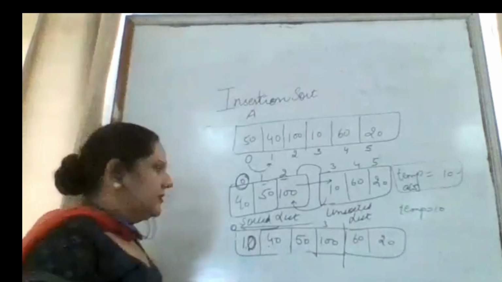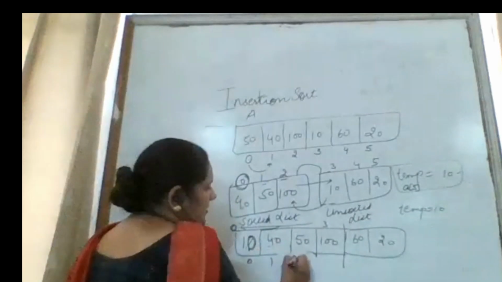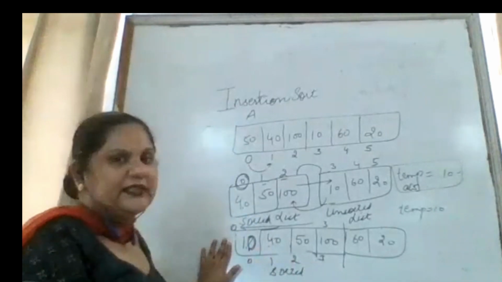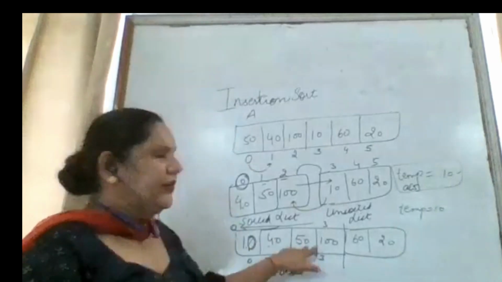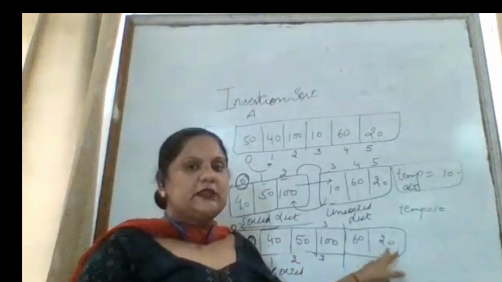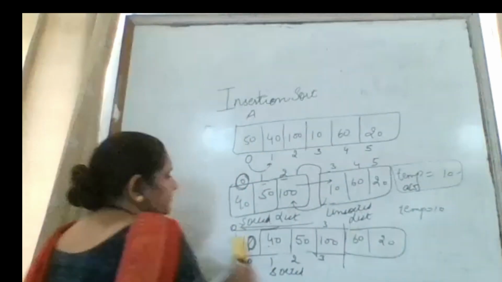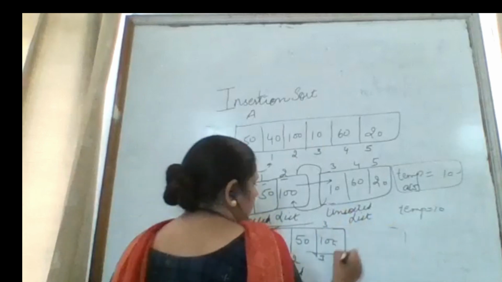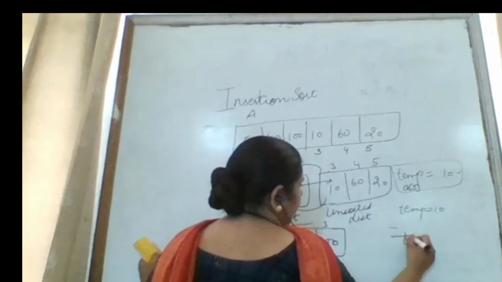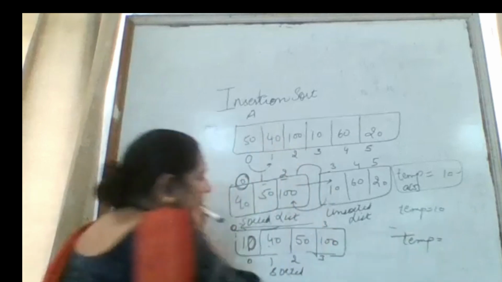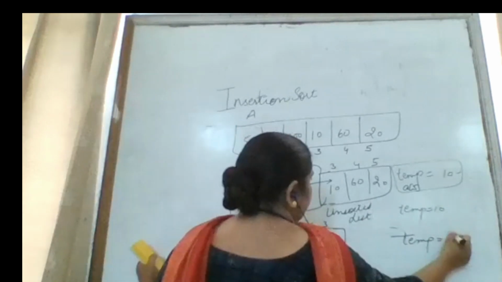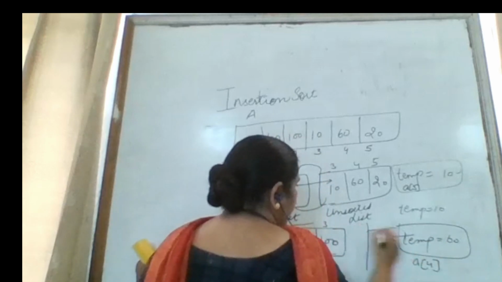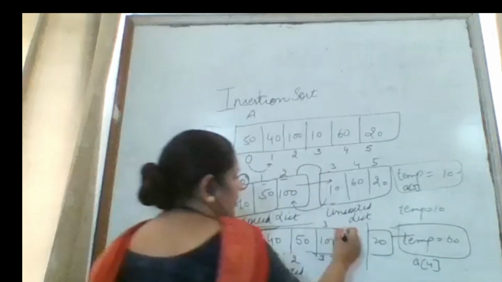Okay. Now next. This is my sorted list, 0, 1, 2, 3. As you can see, the elements are in ascending order: 10, 40, 50 and 60. Now it comes to the 60 and 20 here. Fine. So take temp is equal to 60, that is A of 4. Now this is my unsorted list and this is my sorted list.